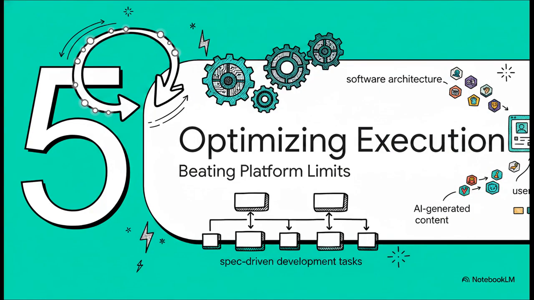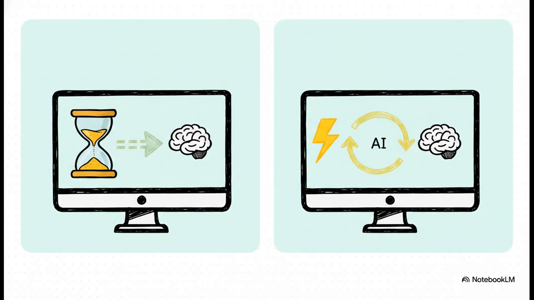Finally, Section 5. Optimizing the execution loop. Let's look at beating those platform limits. When your app is generating AI content for users, analyzing complex architectures or massive documents takes minutes. You literally cannot use standard API routes for this. They'll just time out and fail. Instead, you must instruct your AI to offload that heavy lifting to durable background tasks using tools like Trigger.dev. This runs safely in the background, streaming real-time status updates back to the user without ever blocking your front-end UI.